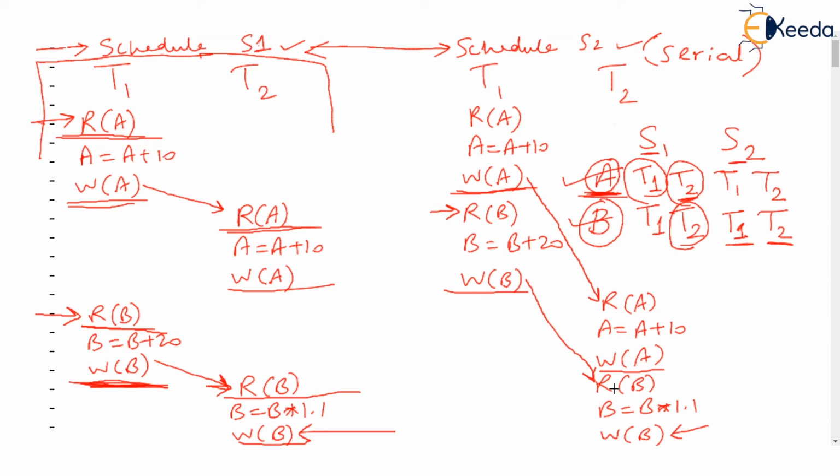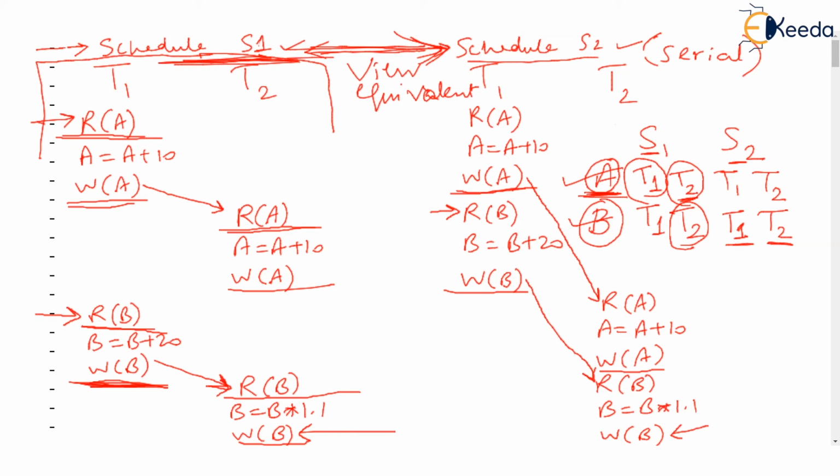Then we can say that these two schedules are view equivalent. View equivalent. And you can see that this schedule S1 is view equivalent to this schedule S2. But schedule S2 is a serial schedule. Please understand this now. I repeat, schedule S1 is view equivalent to schedule S2. But which kind of schedule is S2? Serial schedule.